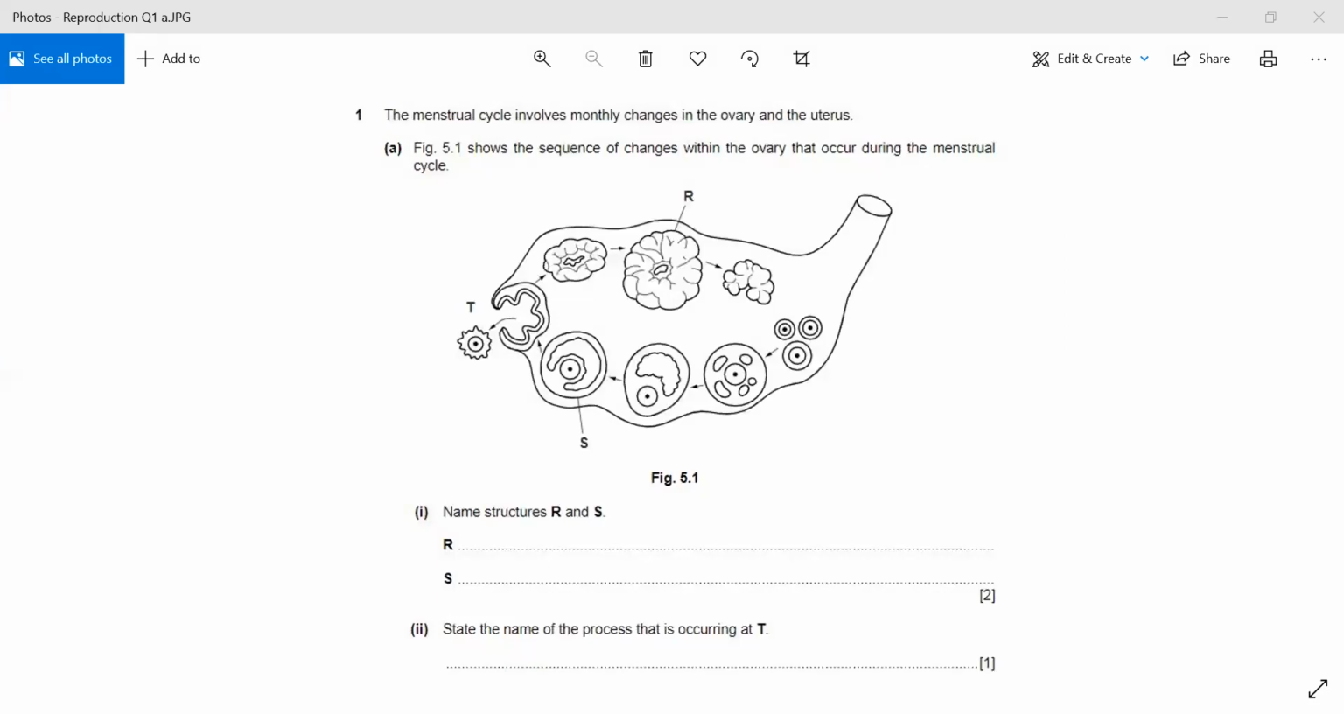So, okay, here we have a question about the menstrual cycle that involves monthly changes in the ovary and the uterus. They have given us the diagram, and now we have to name the structures R and S. We have R here and we have S here. So when we are looking at R and S, what do we have? R is corpus luteum. We call it corpus luteum, or we may also call it yellow body.